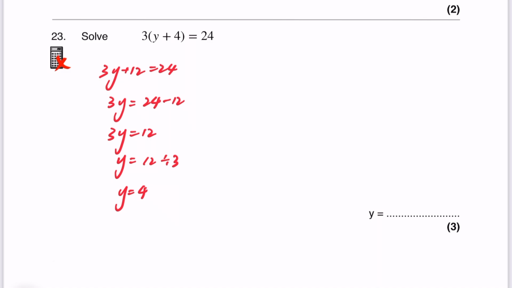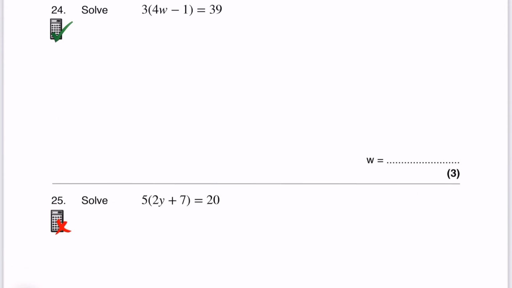The second method, I'll put it on the right-hand side. y plus 4, that's what is inside the bracket. I didn't really expand it. Equal to 24 divided by 3. y plus 4 equals 8. y equals 8 minus 4. y equals 4. We reached the same answer at the end. And to be honest, I don't really mind which method you want to use in the exam because both of them are correct. Okay, let's move on.